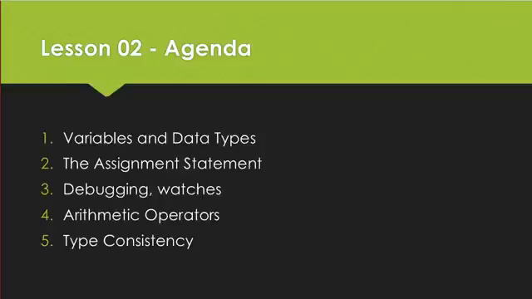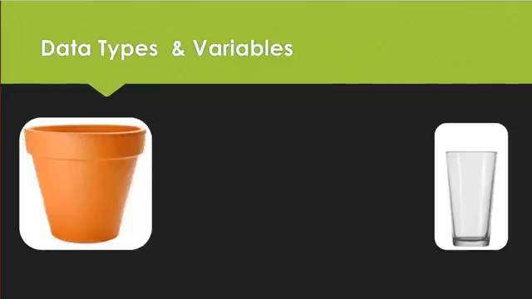We'll first start out with a couple of slides on variables, what a variable is and how it works. What are data types? We'll also take a look at the assignment statement. Then we'll dive into an example. We'll run the example. I'll also show you how you can debug the example and add watches. Then we'll jump back out and talk about some of the other operators that are available. Have a brief discussion on type consistency that's demonstrated in our final example of the day.